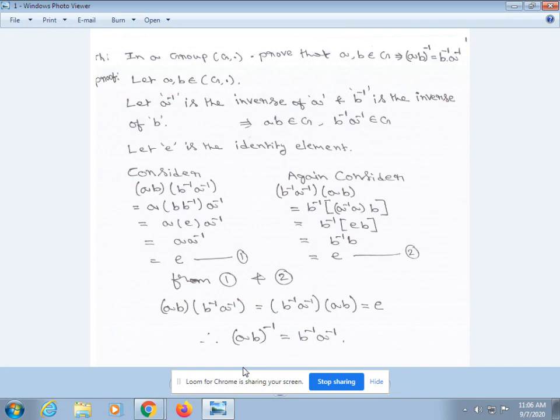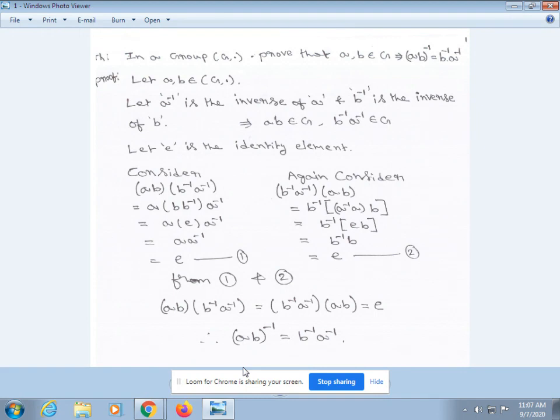Now we will discuss some theorems. In a group (G, ·), prove that for a, b belonging to G, (ab)⁻¹ = b⁻¹a⁻¹. Proof. Let a, b belong to G. Let a⁻¹ be the inverse of a and b⁻¹ be the inverse of b. That implies ab belongs to G, and b⁻¹a⁻¹ belongs to G.